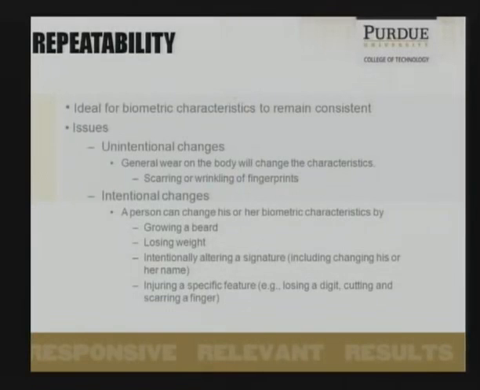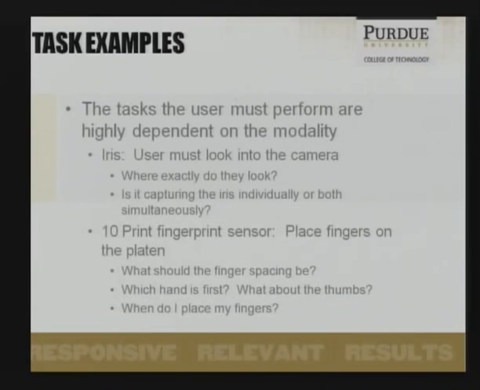Sometimes we change on purpose. I might get a new haircut. I might get a new hairstyle. I might grow a beard, like I said. Sometimes, through no intention of myself, something may happen to me. And then sometimes I have to specifically interact with a device that I might not be used to.